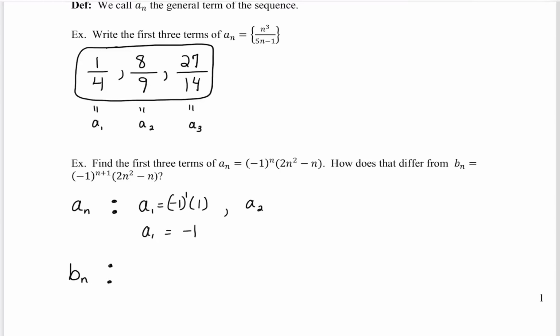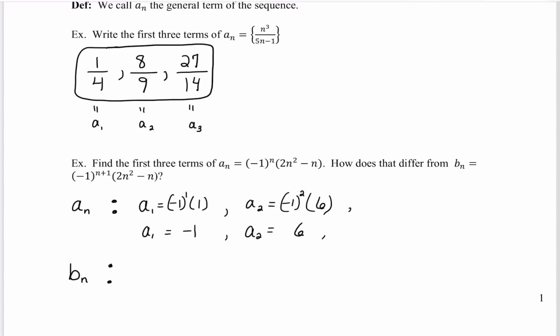All right, then we go on to a sub 2. So a sub 2 is going to be negative 1 now squared times 2 squared is 4. 4 times 2 would be 8. And then 8 minus 2 is going to be 6. So my second term here, a sub 2, well, negative 1 squared would now be positive, and so positive 6.